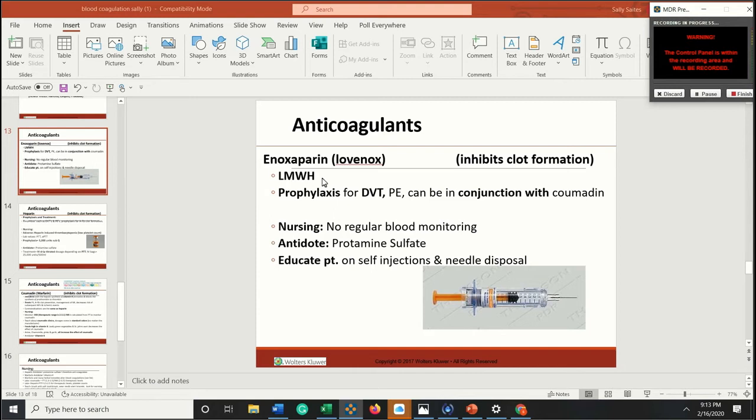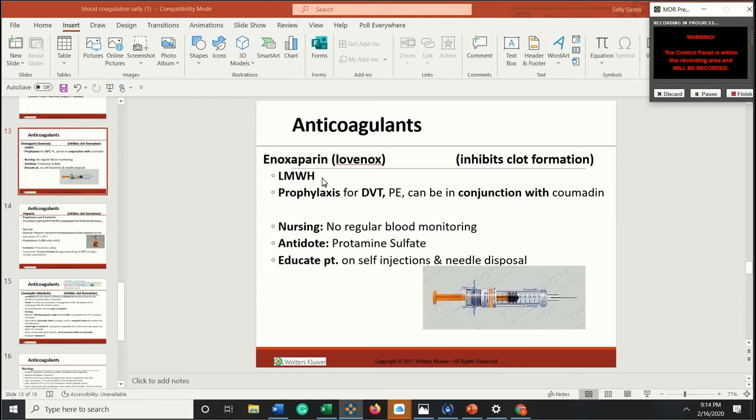It can be used in conjunction with Coumadin as well because there are different mechanisms of action. They work in different areas. This can also be used if you have a DVT and you are going home with treatment. Patients can be educated on how to give themselves a sub-Q injection of Lovenox.